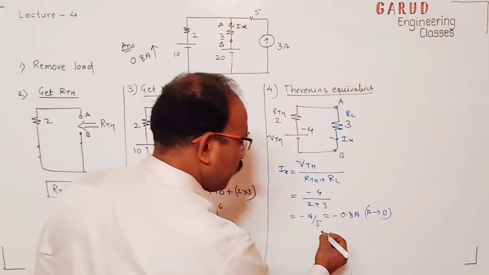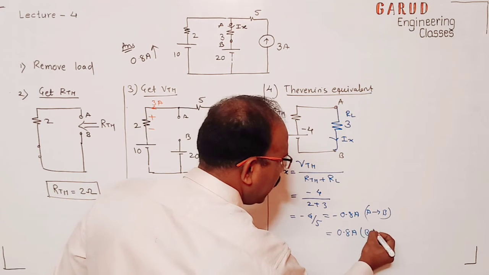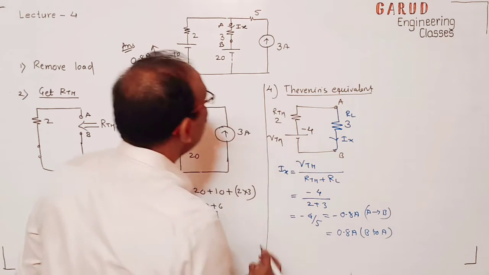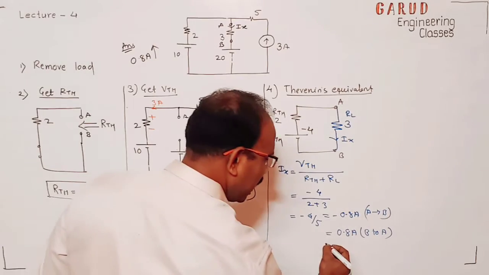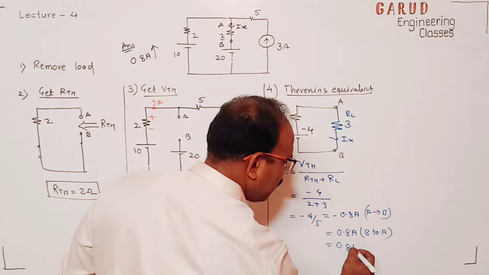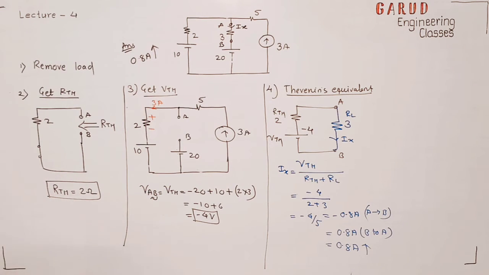Correct? Means what? 0.8 amperes from B to A. Okay? B to A means what? In upward direction. Here we can write 0.8 amperes in upward direction. So this is what? This is Thevenin's theorem. See again, I want to revise this. In Thevenin's theorem, what we do? We have to find VTH and RTH.